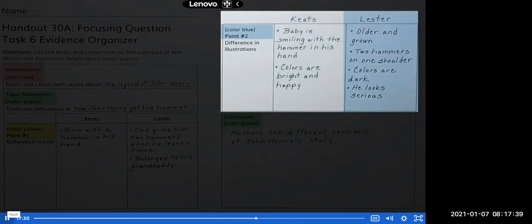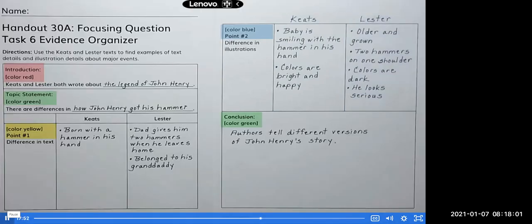When we look at the Leicester version, we notice that John Henry is older and grown when he gets his hammers. He's given 2 hammers. We can see them on one shoulder. On the page, the colors are dark, and John Henry looks serious. This handout will help us organize the information as we're gathering evidence for both point 1 and point 2.